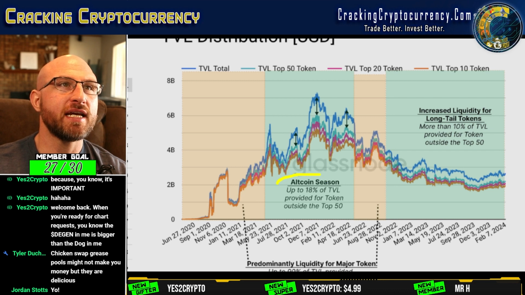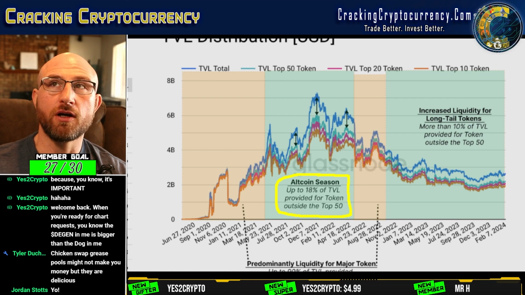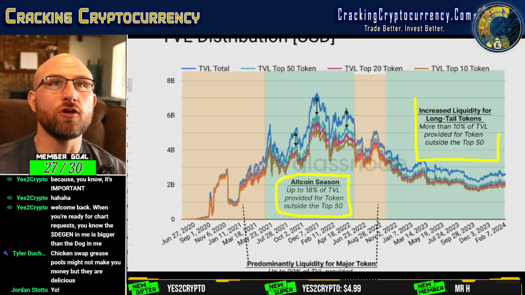Up to 18% of total value locked is provided for tokens outside the top 50. All right, this is our indication when we see that liquidity ramp up, and we've seen that now: increased liquidity for long tail tokens.